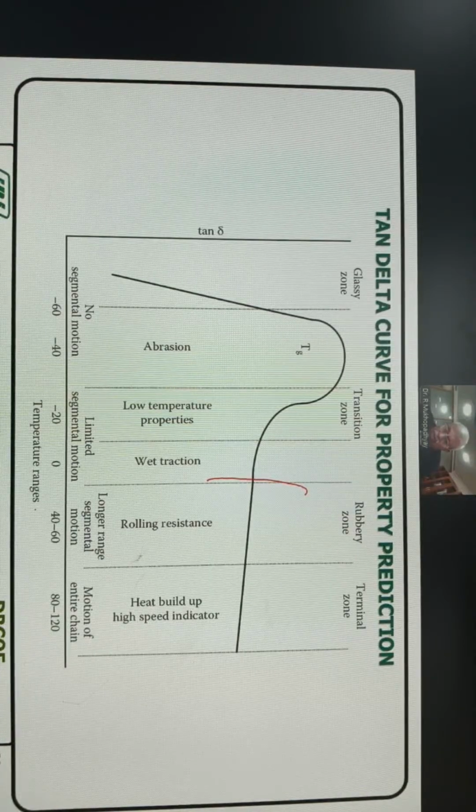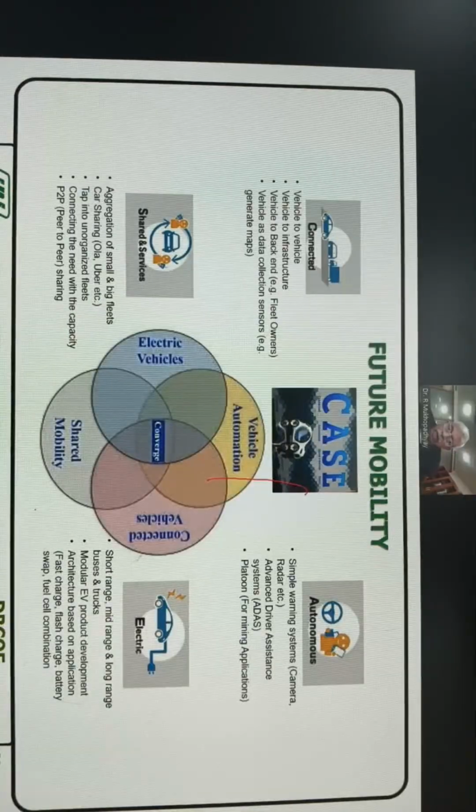So this graph gives a very good indication about whether the compound is meeting the properties or not. But if you look at the future mobility, which is called connected, autonomous, shared, and electrical vehicles, the type of compounding will change drastically for certain applications.